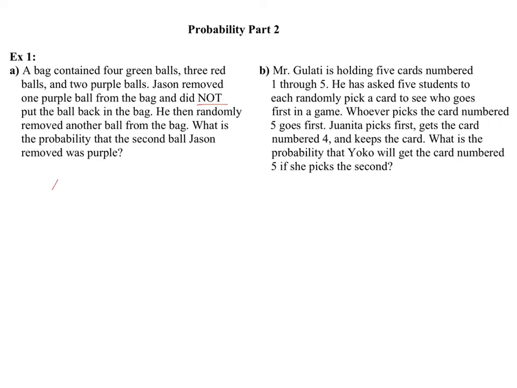All right, so we got 4 green, we got 3 red, and then we have 2 purple. So he removed 1 purple ball from the bag and did not put it back. So that leaves us with how many purple balls? 1. He then randomly removed another ball from the bag.